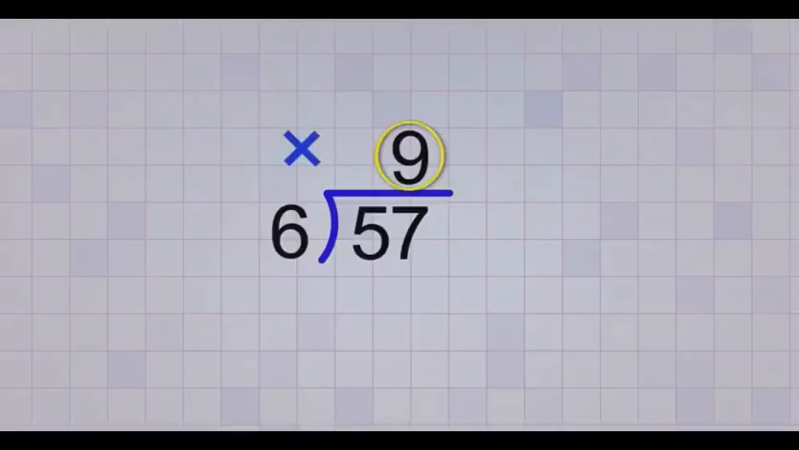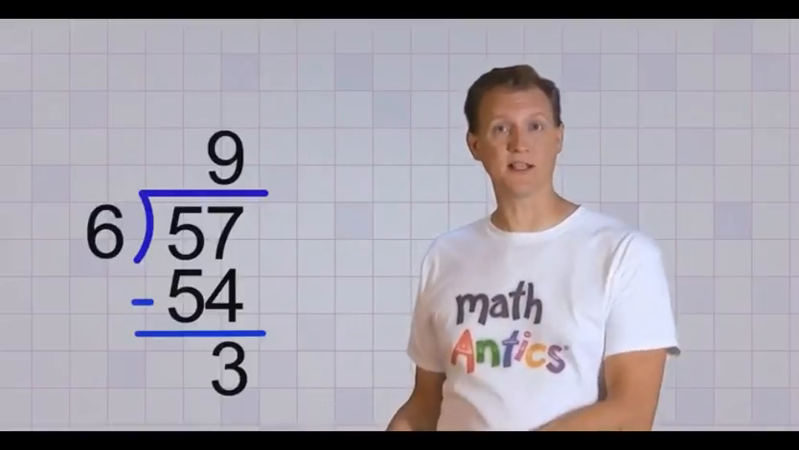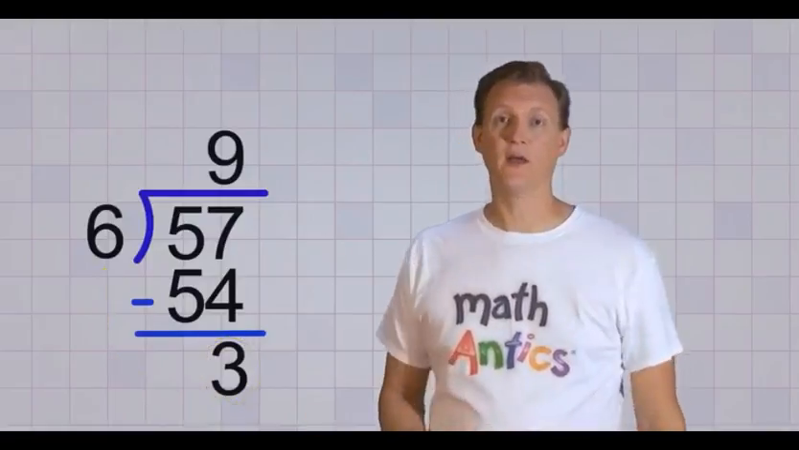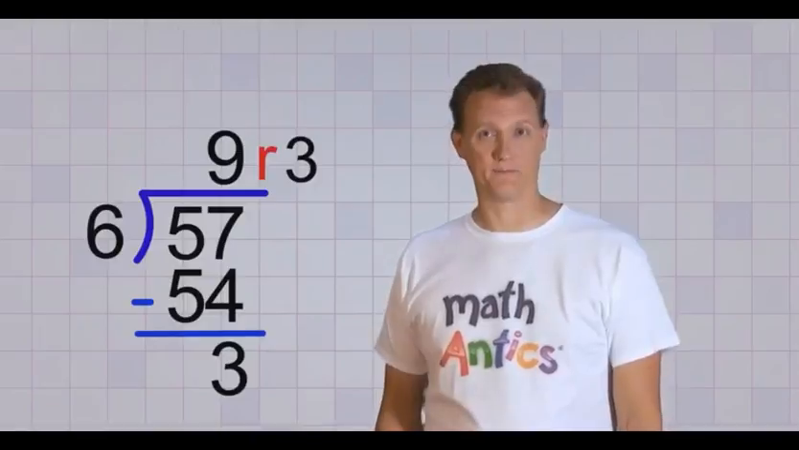Next, we multiply 9 by 6, which we already know will give us 54 because that's what our multiplication table showed us. Now we need to subtract 54 from 57. That gives us a remainder of 3. Again, that's good because that's less than our divisor. So 57 divided by 6 equals 9 with a remainder of 3.